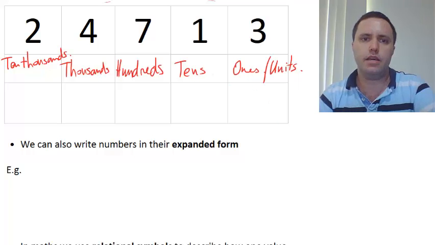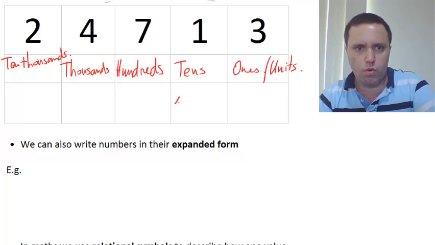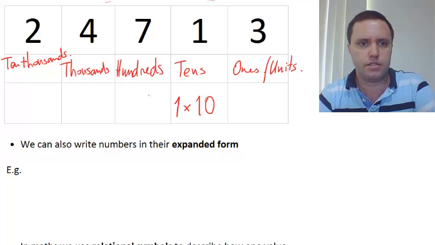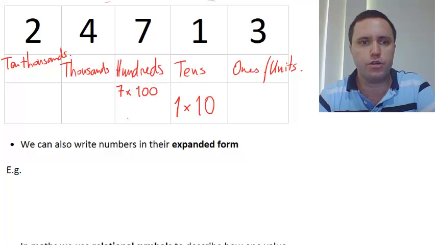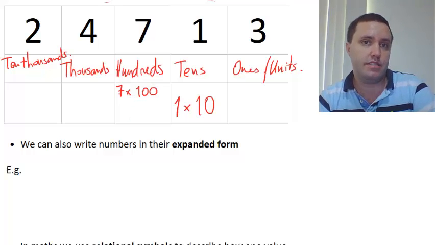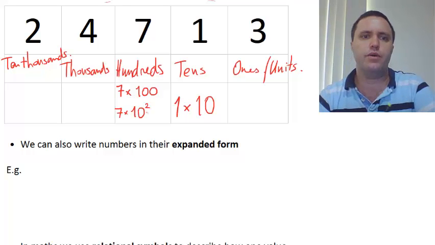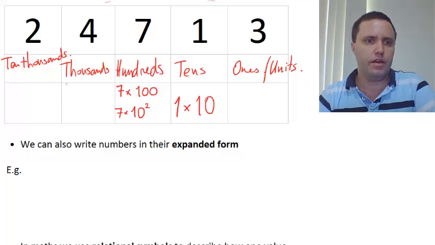Now what this means is, let's look at this 10 one here. This means 1 times 10. We're okay with that? Right, we're in hundreds now, so this means 7 times 100. But we can also write 100 as 10 times 10, which can also be written as 7 times 10 squared. This one here is 4 times 1,000.